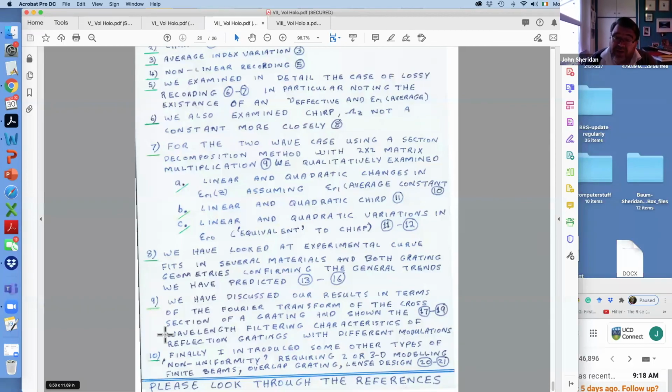And we replayed these finite gratings, okay? And this idea of overlapping gratings and lenses, okay?